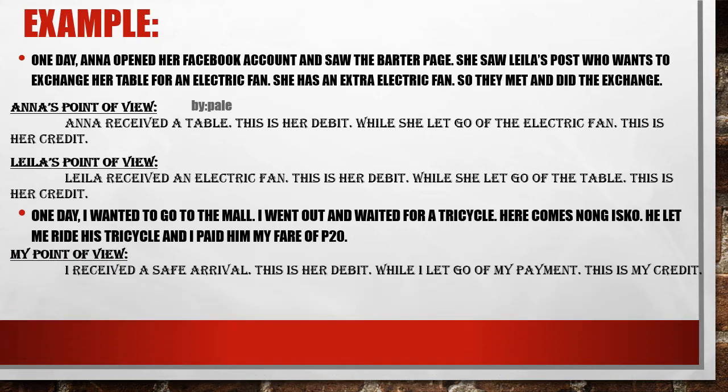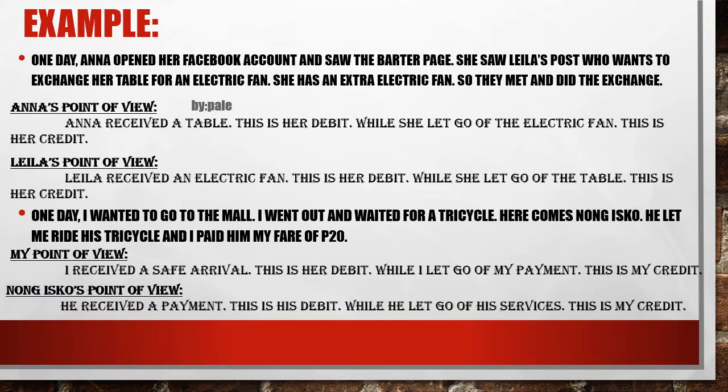So, in our point of view, we received the service of safe arrival. So, this is our debit. So, what is our credit? The payment of 20 pesos. While in Nong Isko's point of view, what is his debit? He received a payment. While what did he let go? His services. So this is his credit. His service.